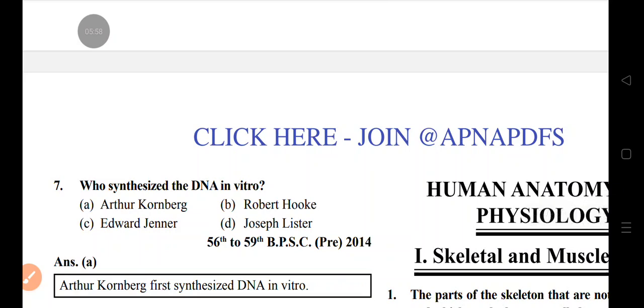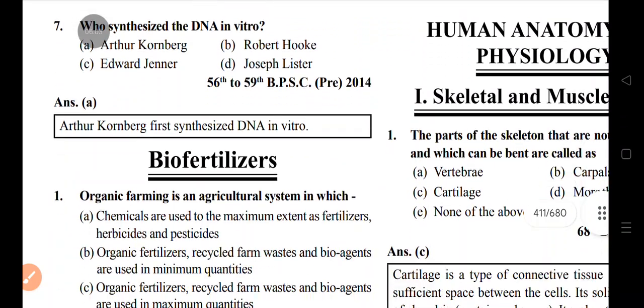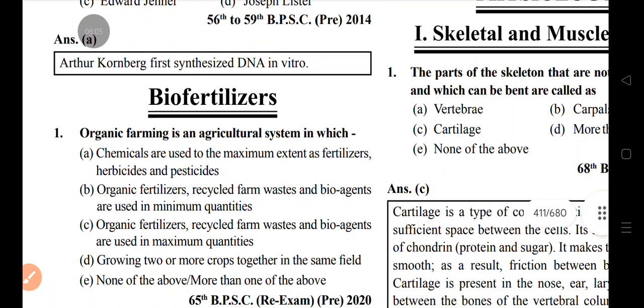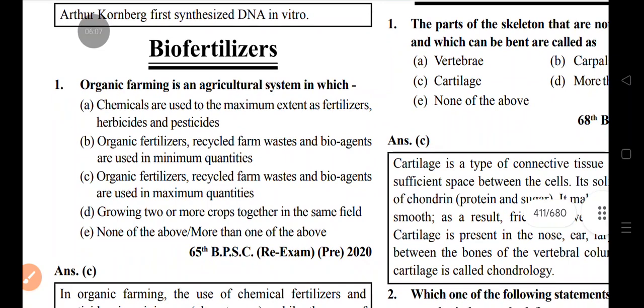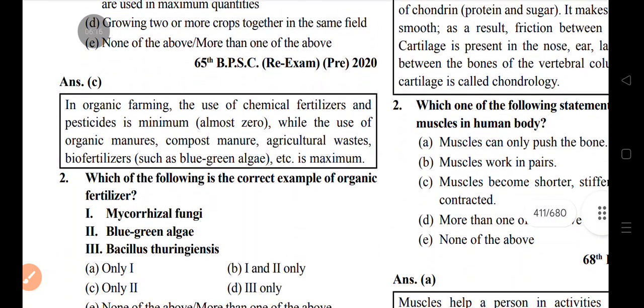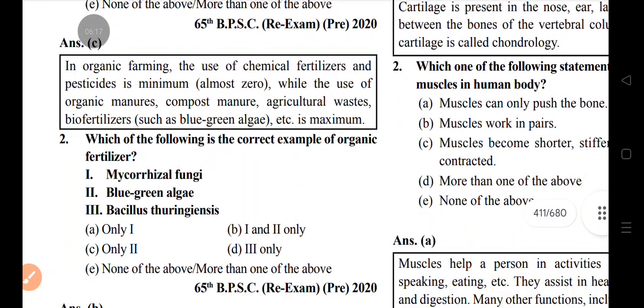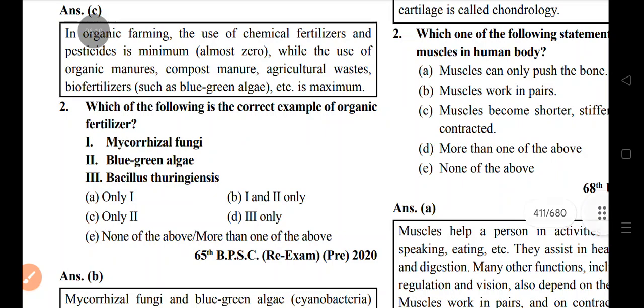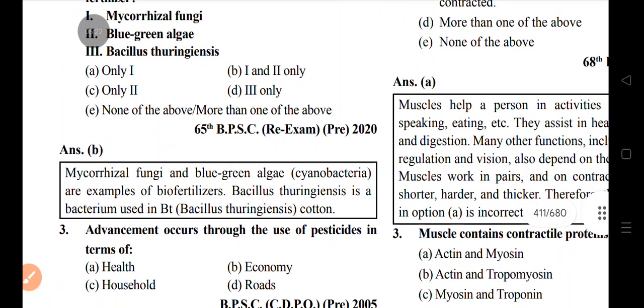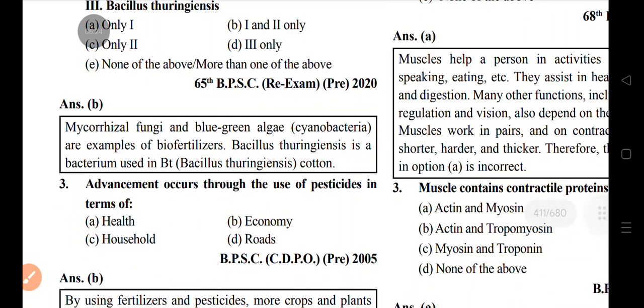Who synthesized DNA in vitro? Arthur Kornberg. Biofertilizer. Organic farming is an agriculture system in which organic fertilizer, recycled farm-based material and bioagents are used in maximum quantity. Correct example of biofertilizer: mycorrhizal fungi and blue-green algae. Advancement occurs through the use of pesticide in terms of economy.